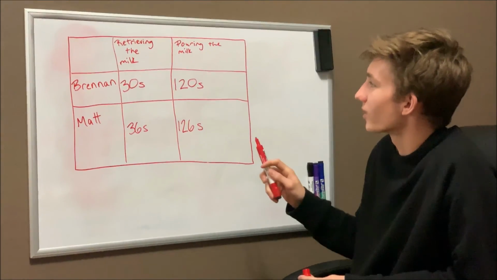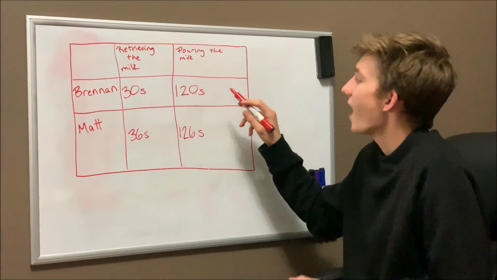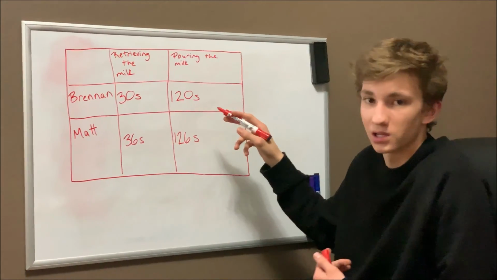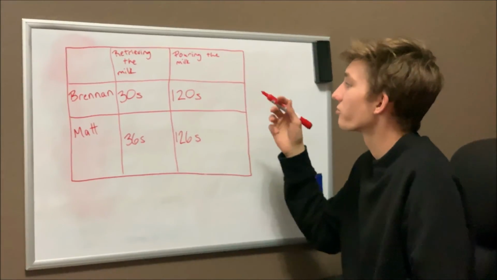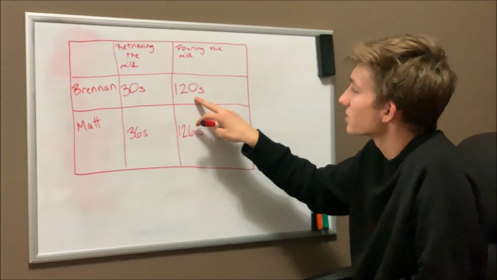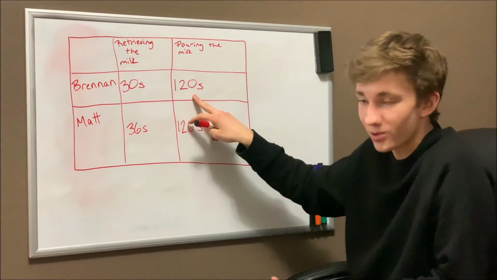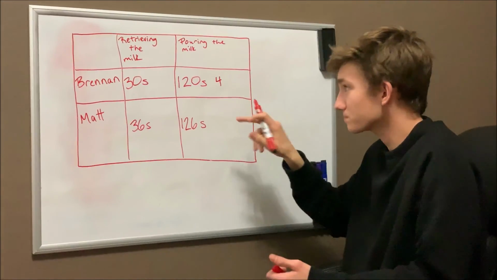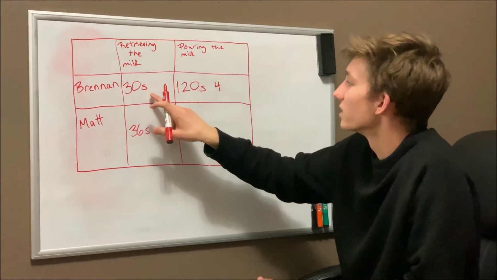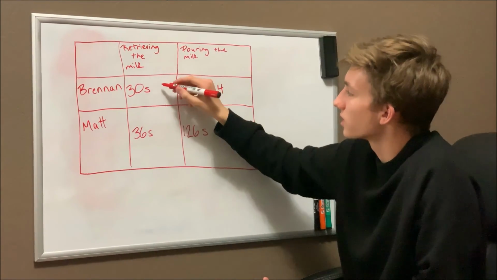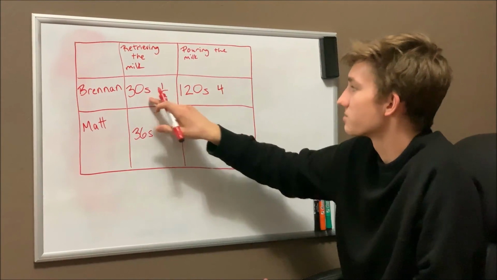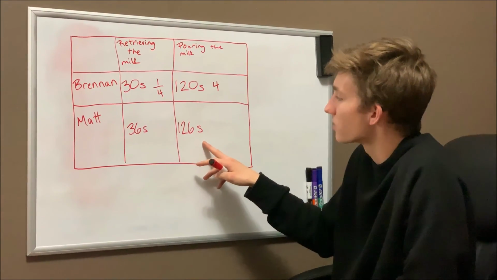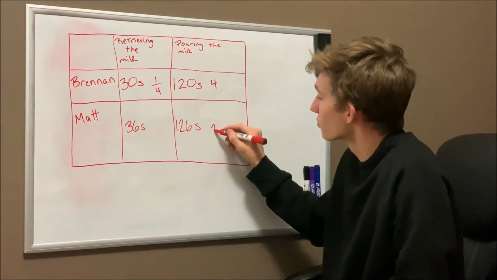So in order to do this, we're going to determine essentially how many times we could have, for example, retrieved the milk in the time that we had spent pouring it. So for Brennan, in the time that it took him to pour the milk, 2 minutes or 120 seconds, he could have retrieved the milk 4 times. So we're going to put a 4 there, and vice versa. He is able to pour the milk only a quarter times as he has spent retrieving it. And then for me, in the time that I have poured the milk, I could have gotten the milk 3.5 times.